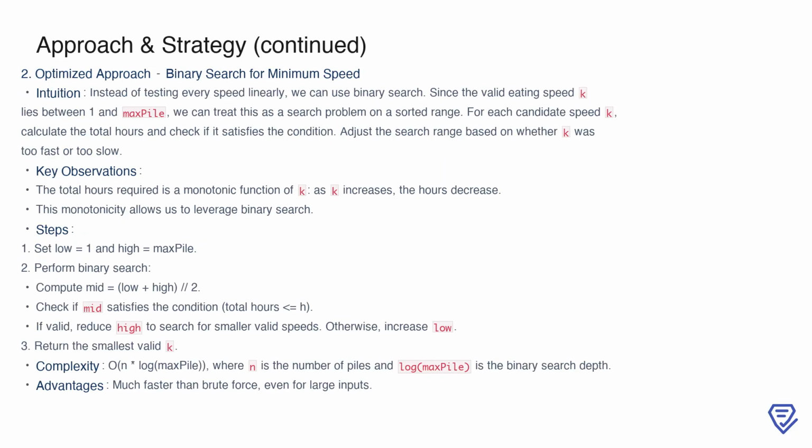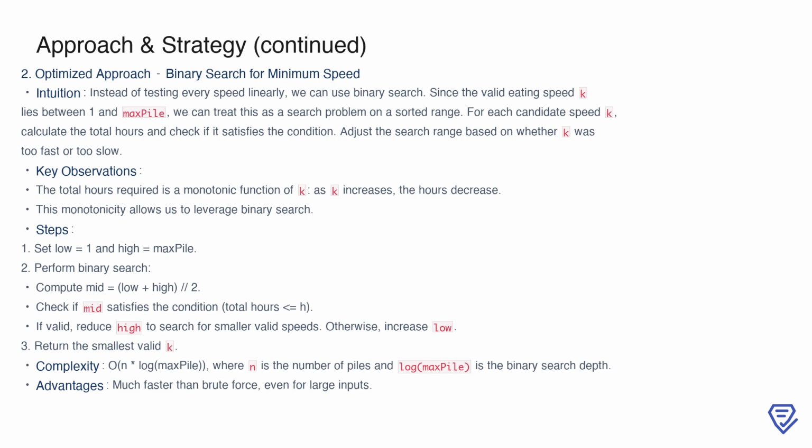A more efficient strategy leverages binary search to find the minimum valid eating speed. Here, instead of testing each speed sequentially, we treat the range of possible speeds as a sorted array and search for the optimal speed. The key insight is that the total hours required to finish eating is a monotonic function of the eating speed. When the speed increases, the hours decrease. This property allows us to use binary search effectively.